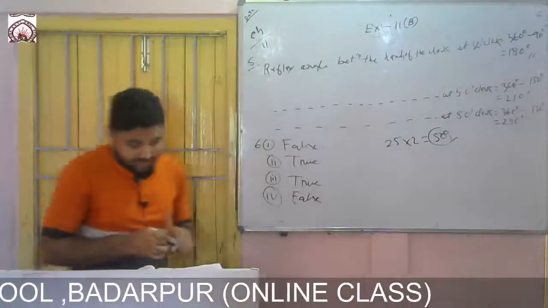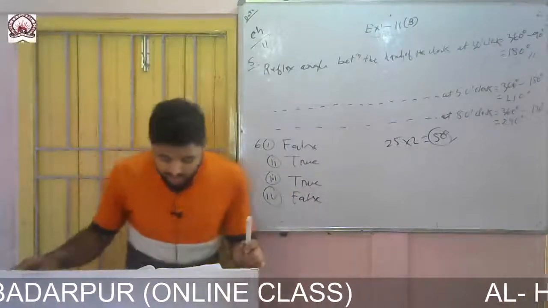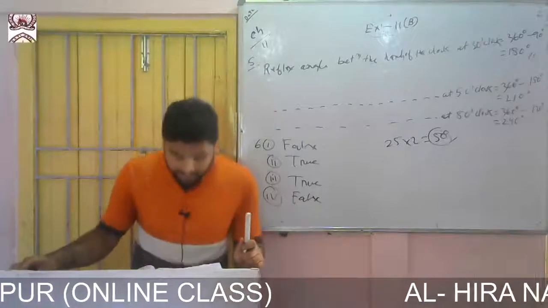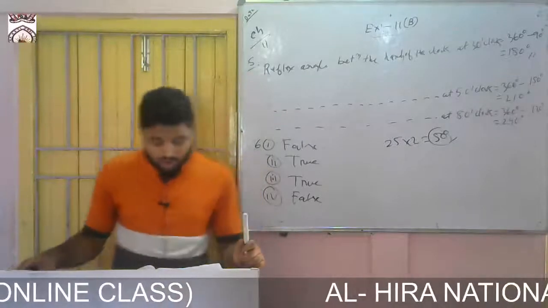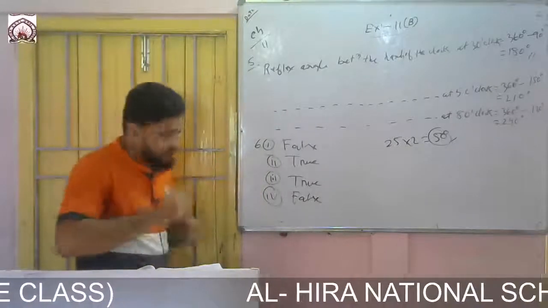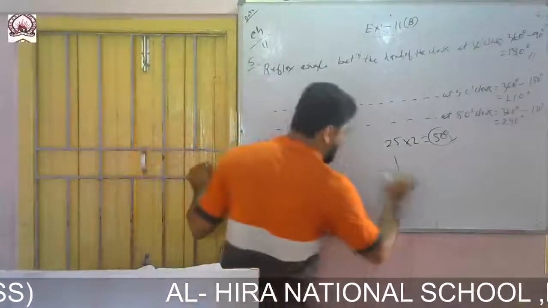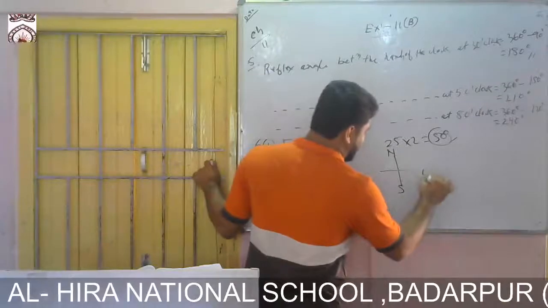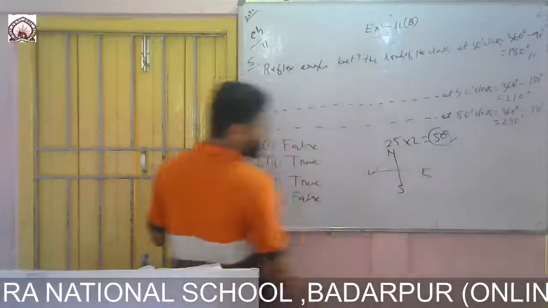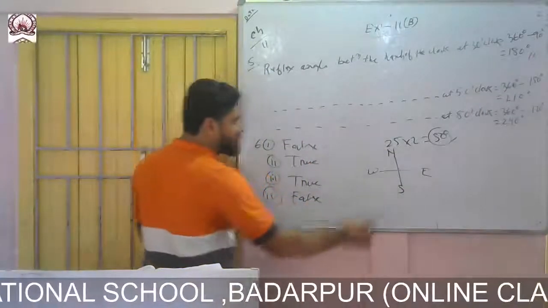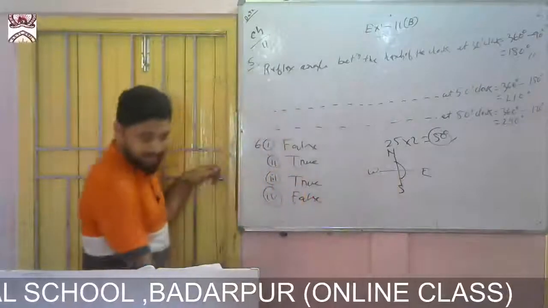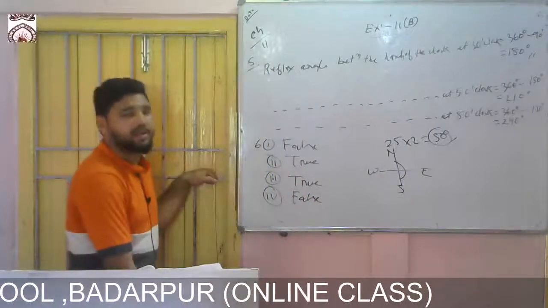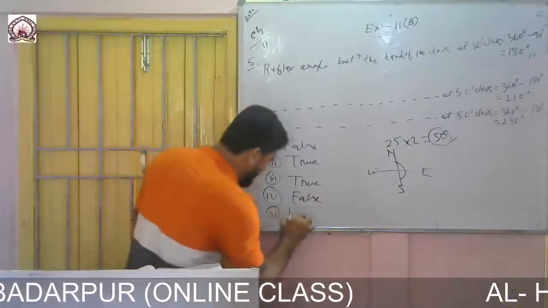Now come to question number 5. The angle between the directions north and south is a right angle. Suppose I draw the directions: north, south, east, west. The angle between north and south is 180 degree. But here it is said that it is a right angle. It is false.